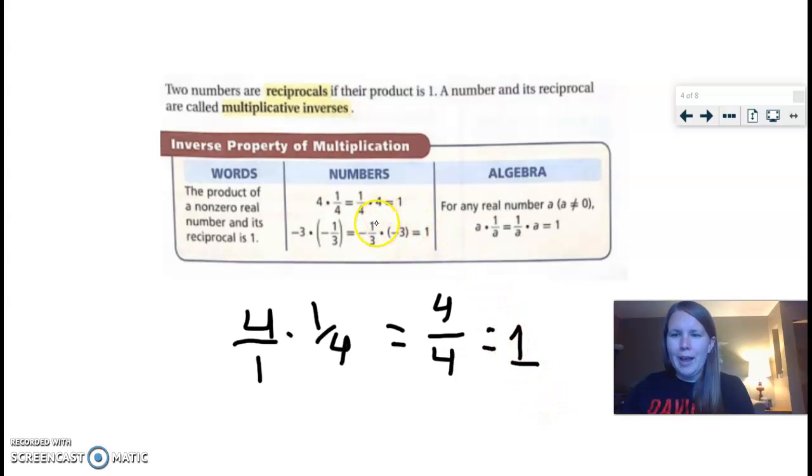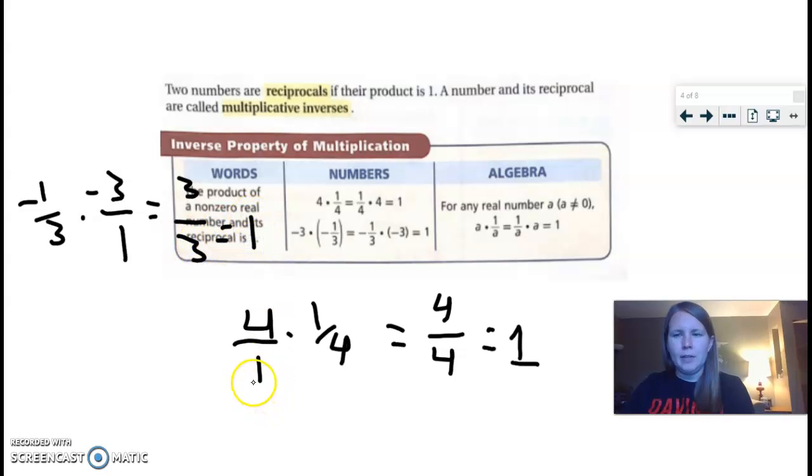You can do that for any sort of number. They use an example of negative 3, because if you had the fraction negative 1/3 and you multiply that out, it'd be the same as 3 over 1. Negative 1 times negative 3 is a positive 3, and a positive 3 times a positive 1 is 3, which still means 1. All right.